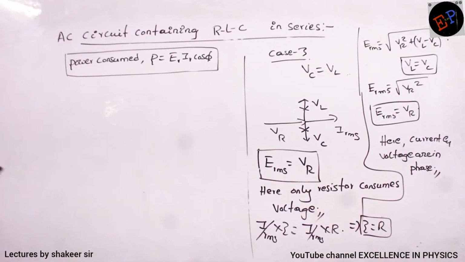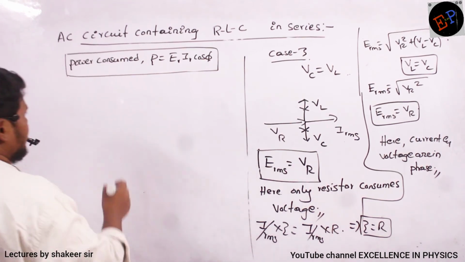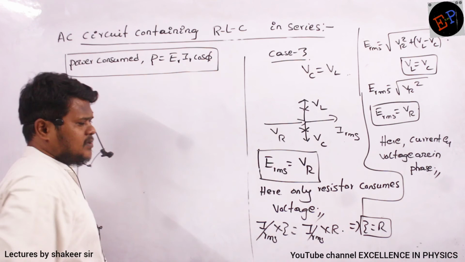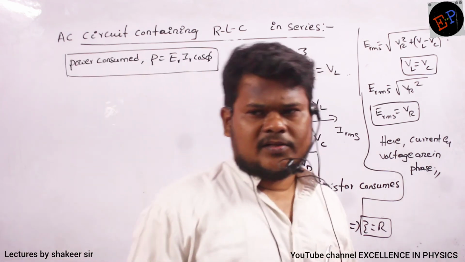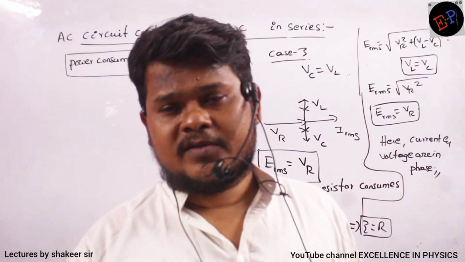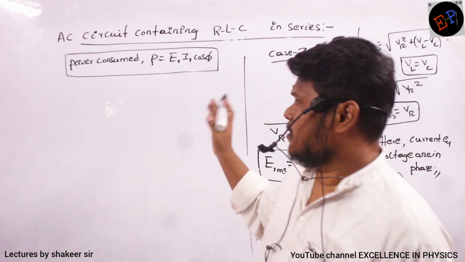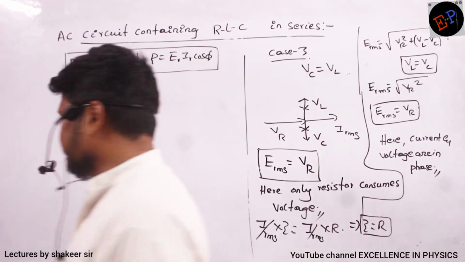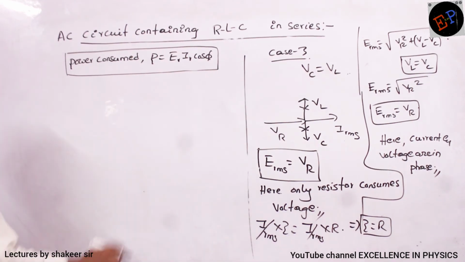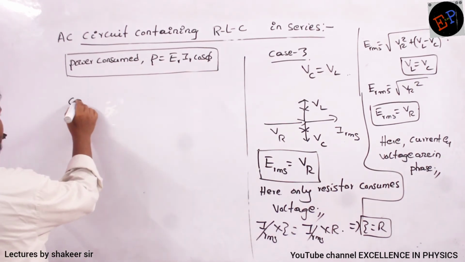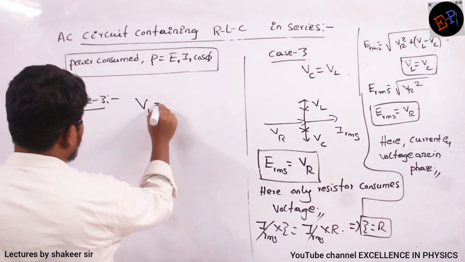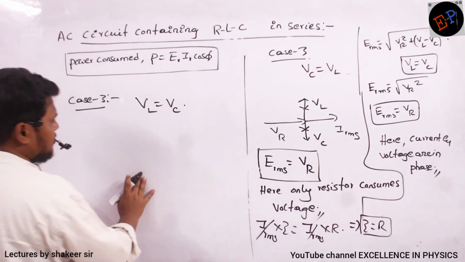Okay. So therefore in this condition, the power consumed when R, L, C, all of them are present, this is the equation, ER, IR, cos. In RL also the same formula, RC also the same formula, and in RLC also the same formula, ER, IR, cos. Are you able to understand? Now see, case number 3 what we have studied, VL is equal to VC. This is what we have studied, no?